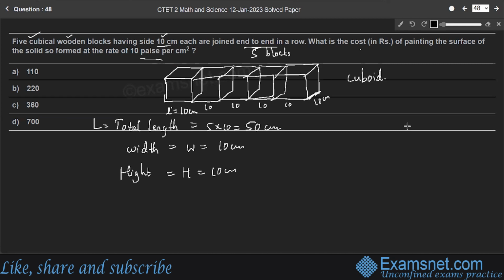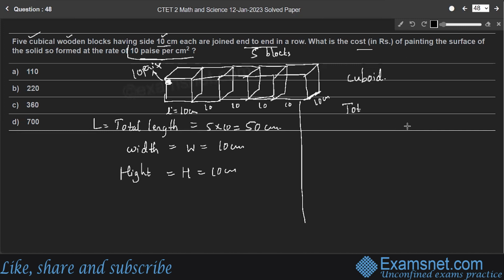So here the question is, what is the cost of painting the surface of the solid so formed at the rate of 10 paisa per centimeter square? To paint a small area, 1 centimeter square area, it takes 10 paisa, right? Therefore, to paint total surface of the cuboid, what is the amount to be paid here? For that, we need total surface area, right?